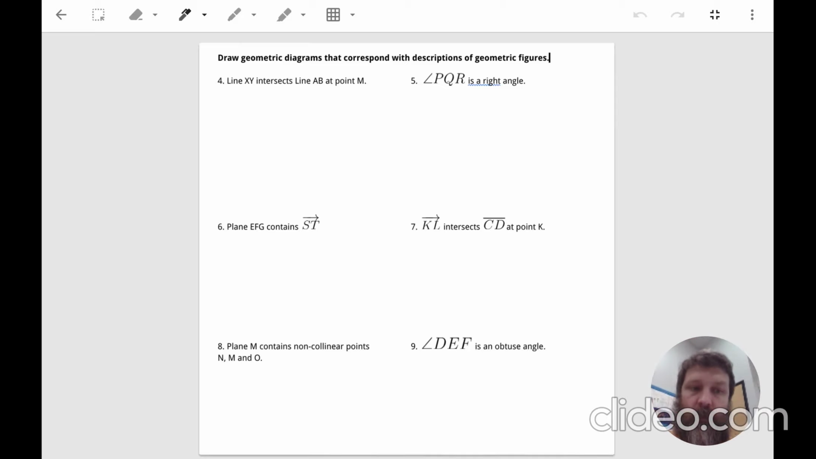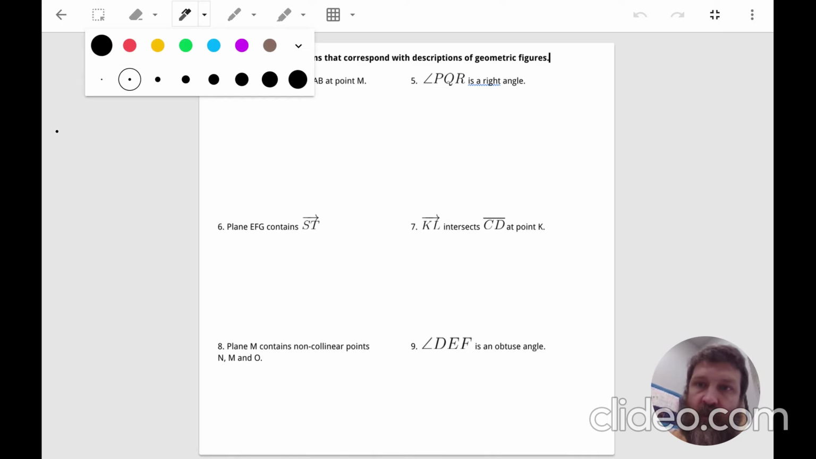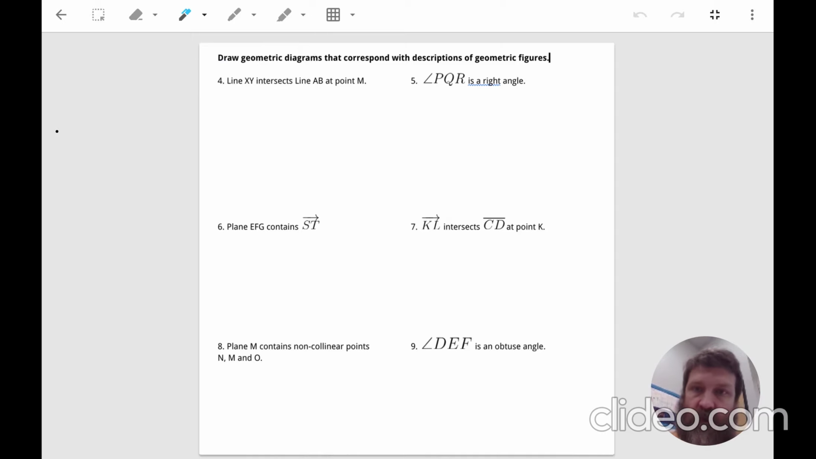All right. Looking at these next 4 questions, we're just going to run through the solutions for these. Your questions on the test are going to be very similar to this, but in general, you're just drawing a diagram to represent what you see or what's described in the text. So for number 4, you've got 2 lines, line XY, and you've got line AB. They're intersecting at point M. So we have these 2 lines, and the place they intersect is called point M.